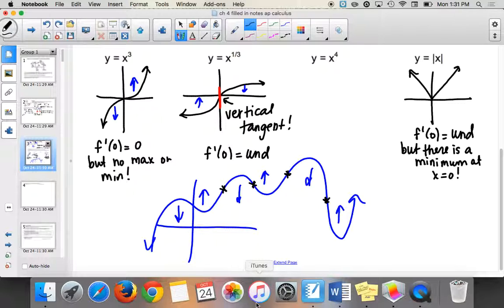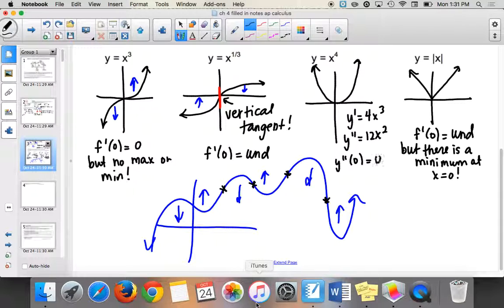Okay, but y equals x to the fourth is one that we keep in the back of our mind because it looks kind of like y equals x squared. But if I take the first derivative, it's 4x cubed. And if I take the second derivative, it's 12x squared. Do you see how y double prime of 0 is equal to 0? But there's no inflection point, so no point of inflection.